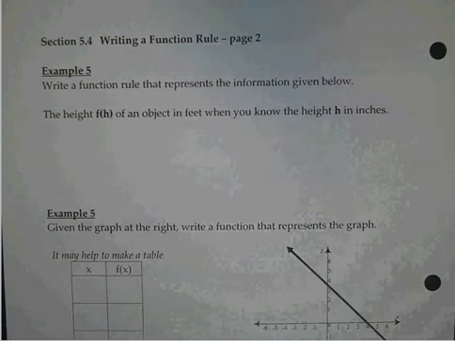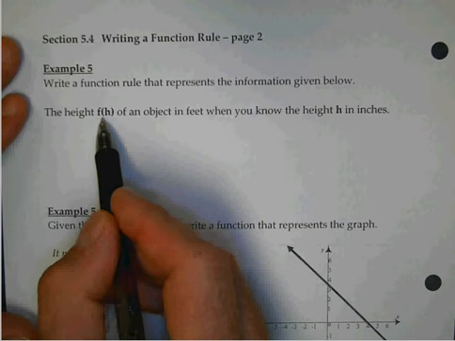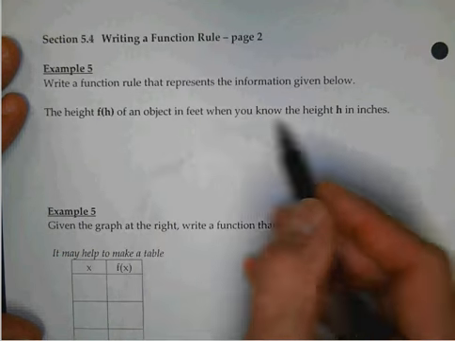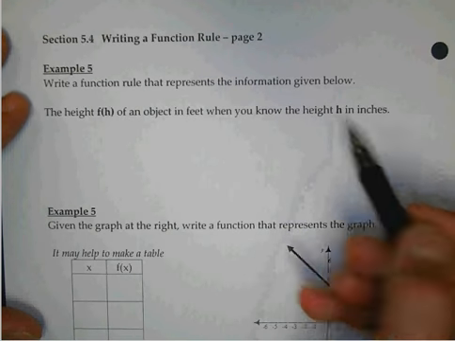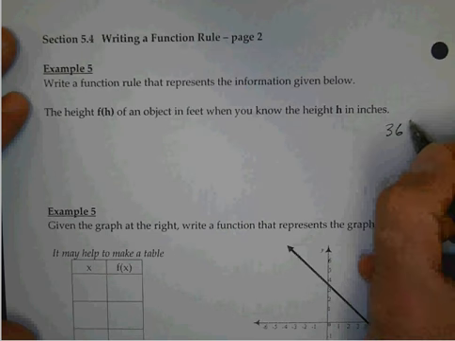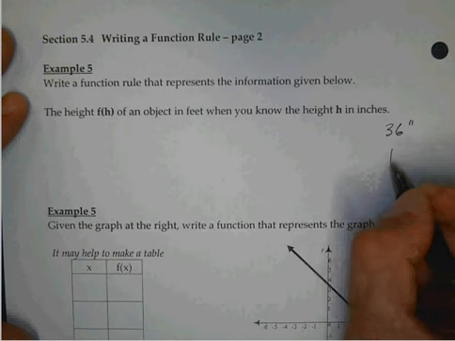All right, more function rules. F of h. That's how you say it, f of h. Of an object in feet when you know the height in inches. So let's say we go to the amusement park and it says you have to be 36 inches in height to ride this ride. How tall do you have to be in feet? You have to be 3 feet.